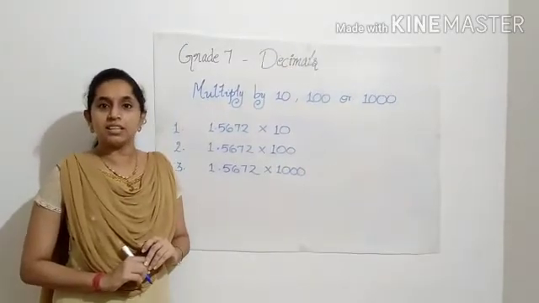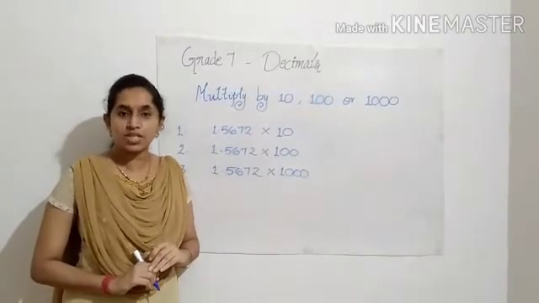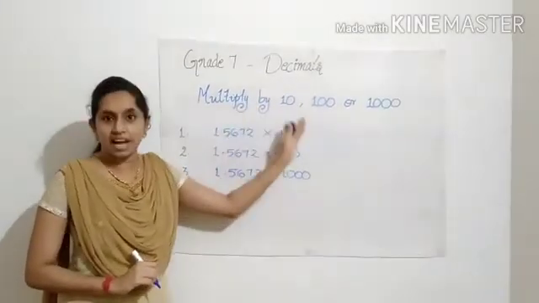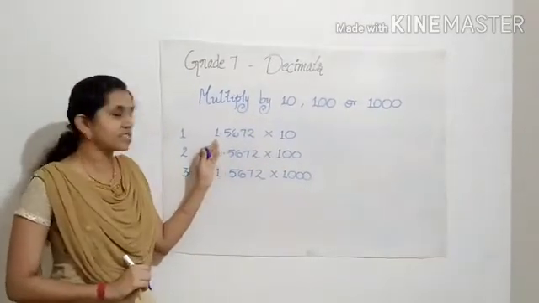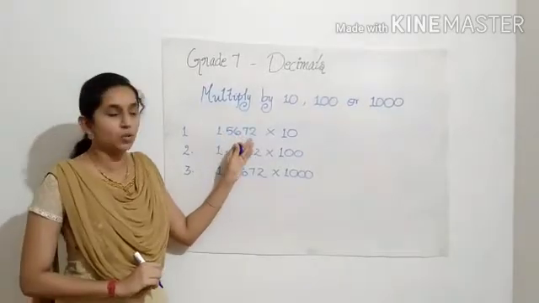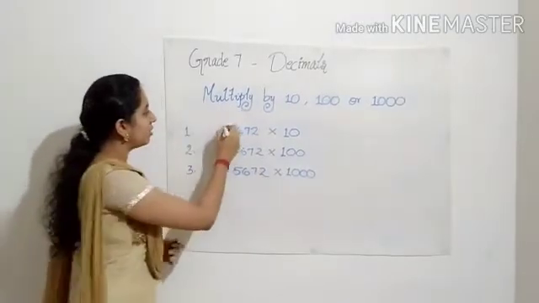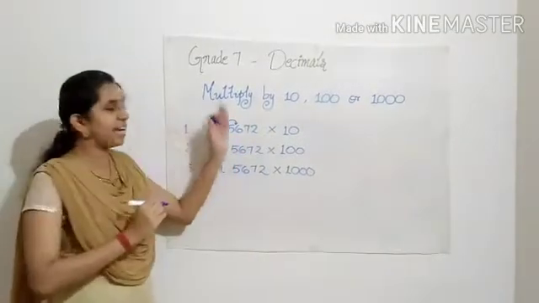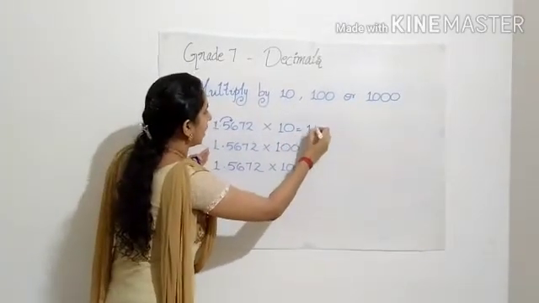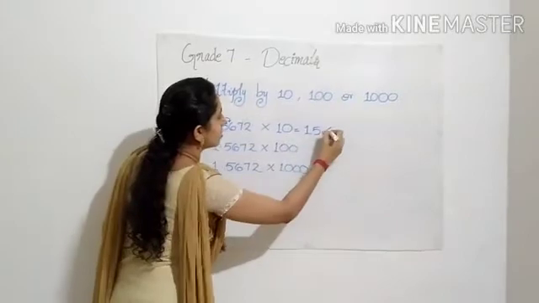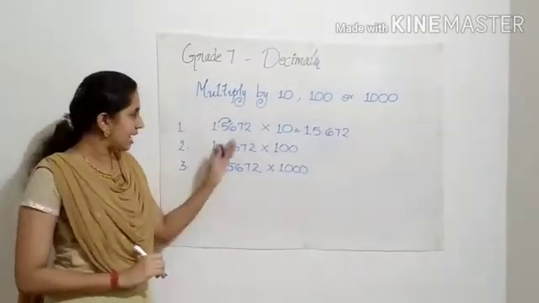In order to multiply a given number by 10, 100 or 1000, we have to shift the decimal point towards the right, as many places as there are zeros after 1. For example, the first question is 1.5672 into 10. 10 has 1 zero. That means we have to shift this decimal point one place towards the right. So the answer becomes 15.672.